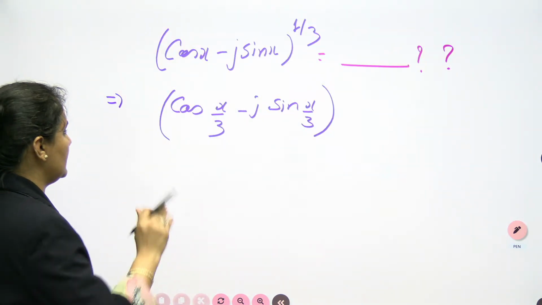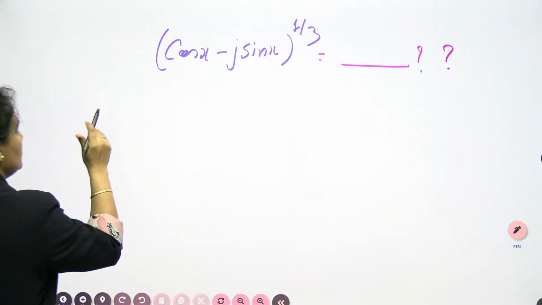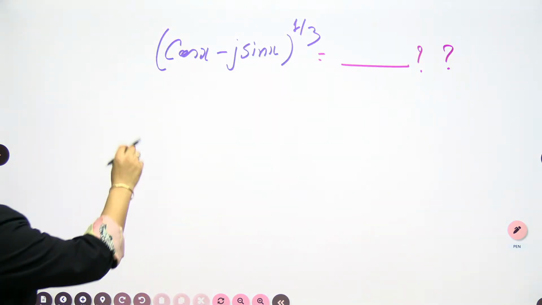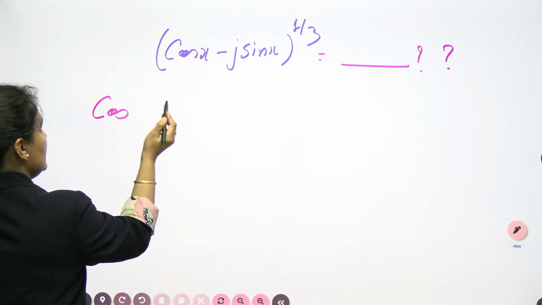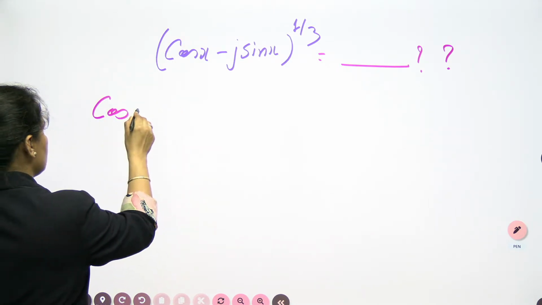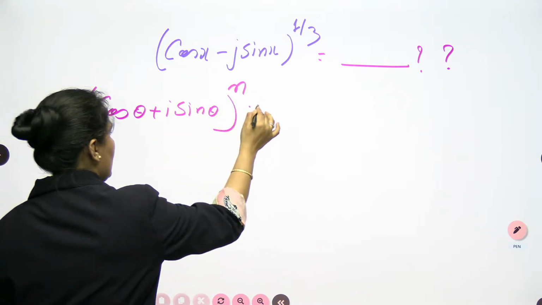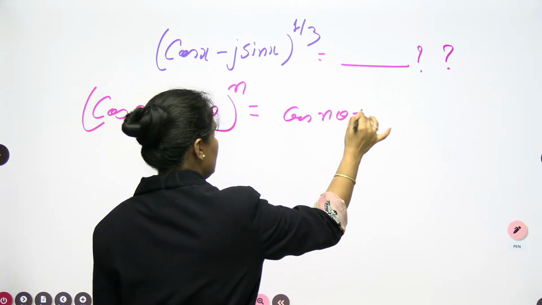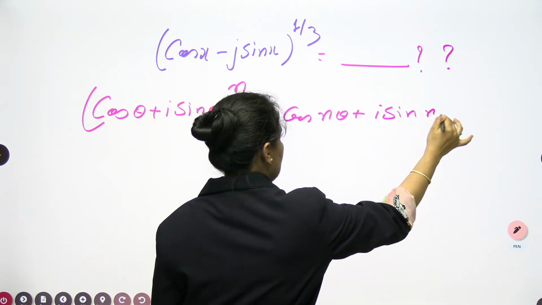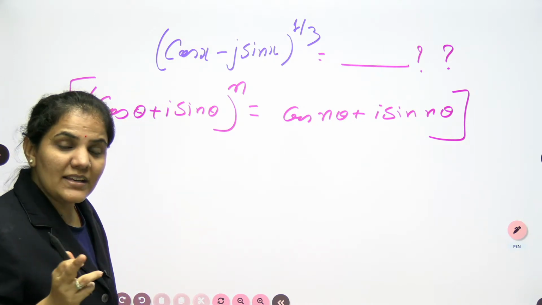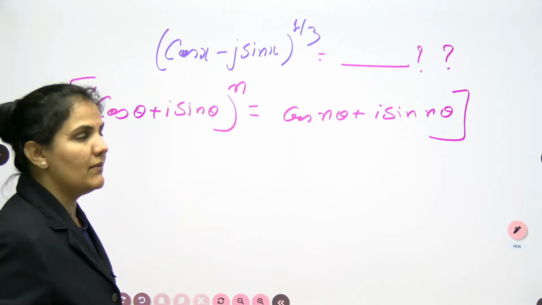Ultimately one simple thing. First of all, let me write down what is de Moivre's theorem. We are having cos x minus iota or j sin x power 1/3. De Moivre's theorem only applies on the positive term. So this is cos theta plus iota sin theta power n. If I am having this, I can use cos n theta plus iota sin n theta. But I can see here I am having cos x minus j or iota sin x power 1/3.